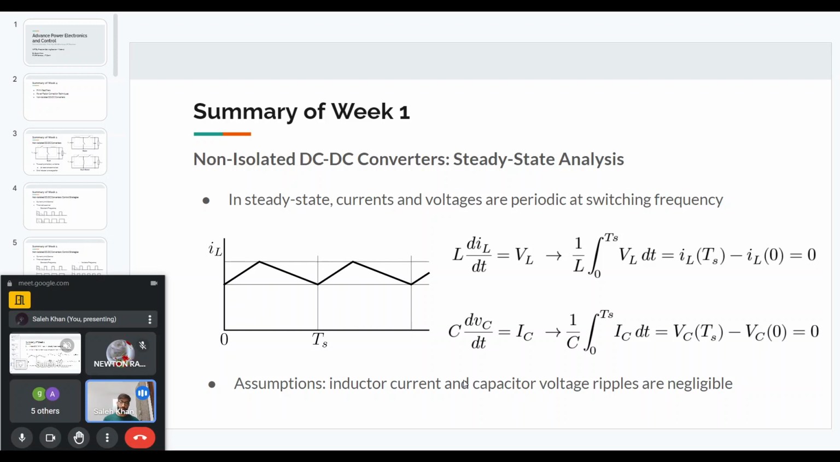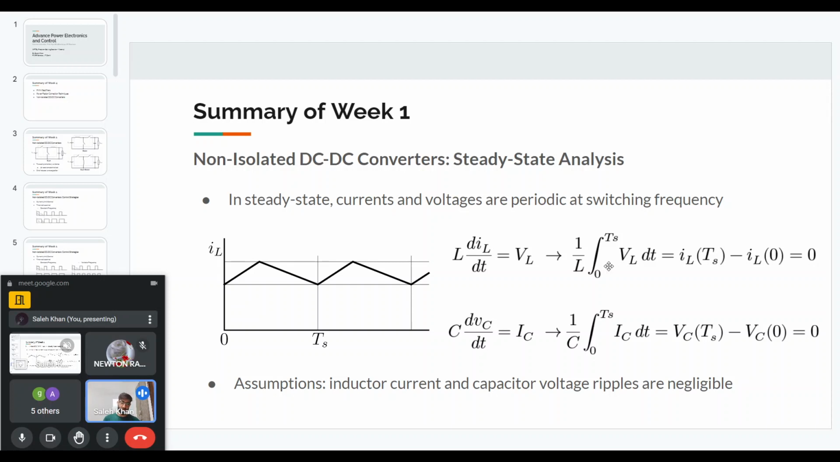Then I talked about the steady state analysis, and the basic concept here is that in steady state, the currents and voltages will be periodic. After every TS, we will get the same current or same voltage. If we use the basic inductor equation and basic capacitor equation and rearrange them, we will find that the integral of the inductor voltage, the volt-second, will be zero at steady state. If we have a certain positive voltage across the inductor, we should have the same area of negative voltage, so that the current through it reaches the same point and the overall inductor area is zero.